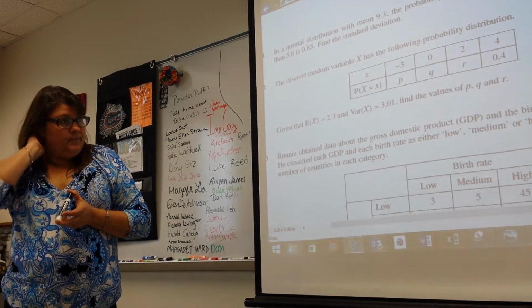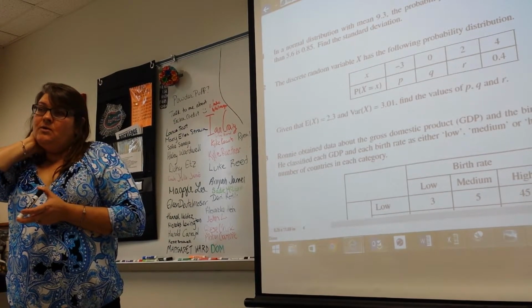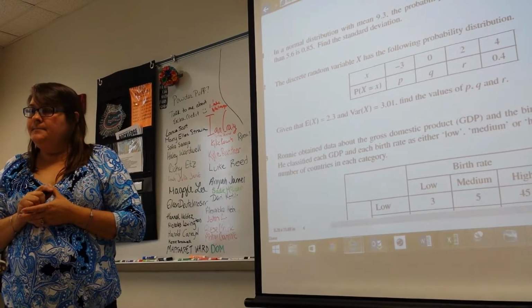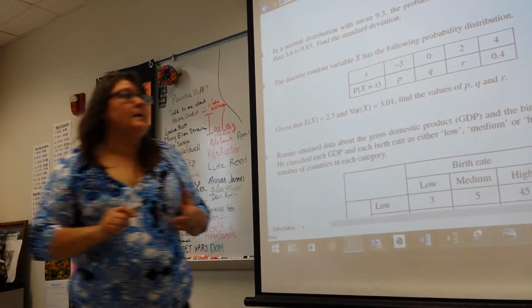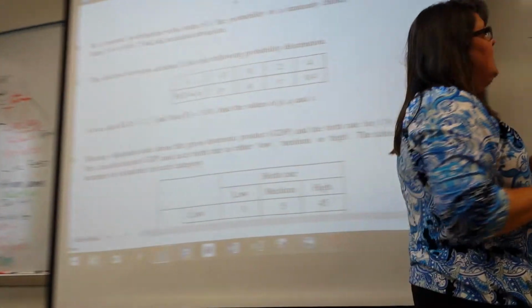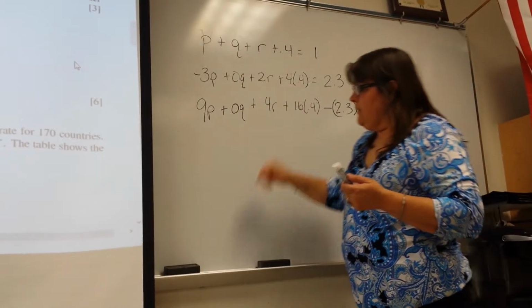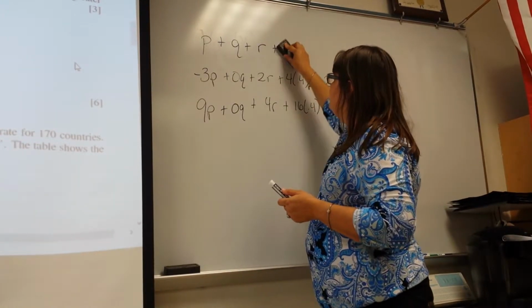Does anybody need a refresher course on how to solve 3 equations with 3 unknowns? It's been a long time. Yes, okay. So let's talk a little bit about it. First thing is I'm going to subtract 0.4 over. So what do I get when I do that? Good.